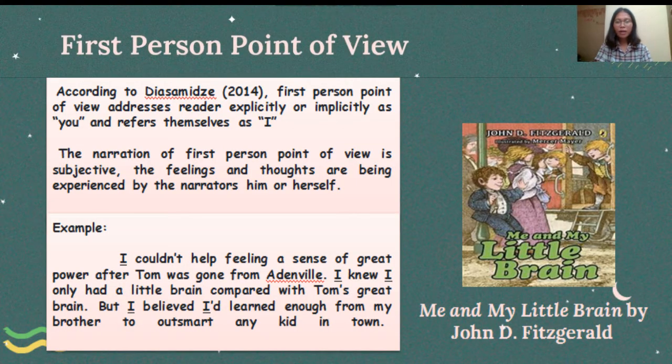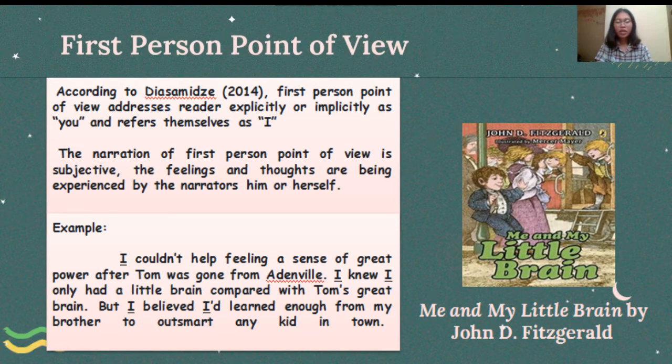Now I will explain first-person point of view. First-person point of view, also called first point of view, is a perspective which refers to I. According to Smith 2014, first-person point of view addresses the reader explicitly or implicitly as you and refers to themselves as I. The narration of first-person point of view is subjective. The feelings and thoughts are experienced by the narrator himself or herself.